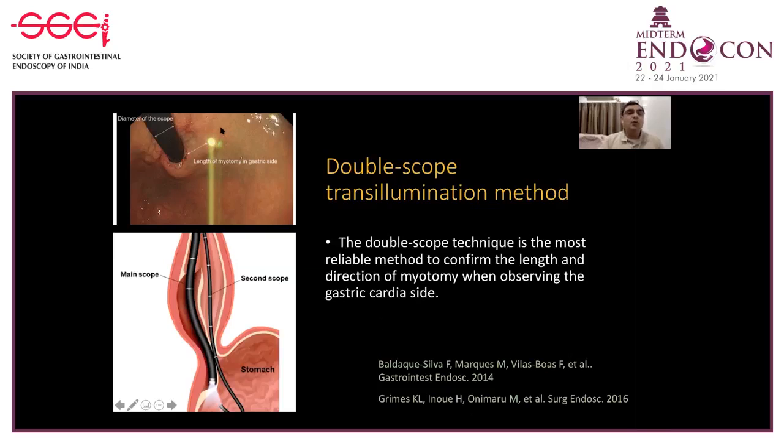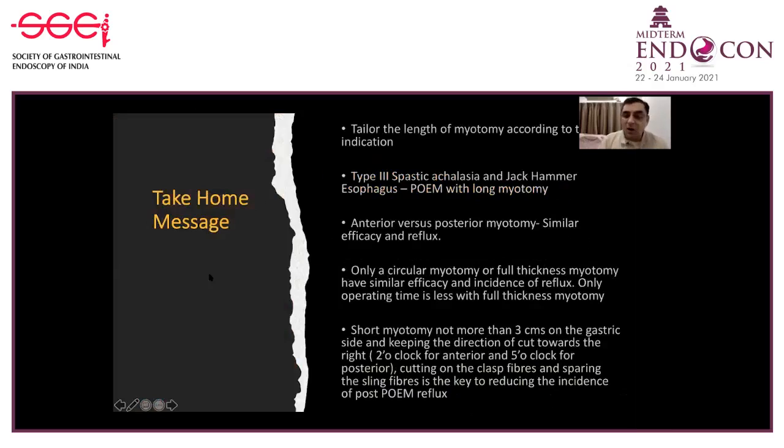So we have to put a thin scope into the stomach, and we can see this on retroflexion: if you can see the light, it is confirmed that you have crossed the G junction. So this is the length of the gastric myotomy, as you can see here, from this scope to this scope. This is the best method of detecting the completeness of myotomy.